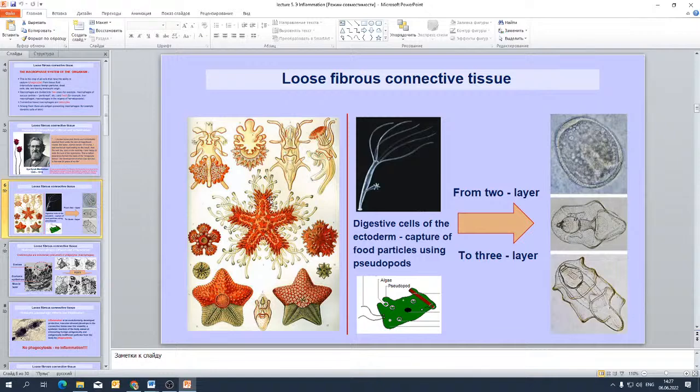For example, you look at a picture where different animals with two layers are presented. For example, hydra, algae, pseudopodia are present in this. Simple animals have two layers, and this shows two layers.